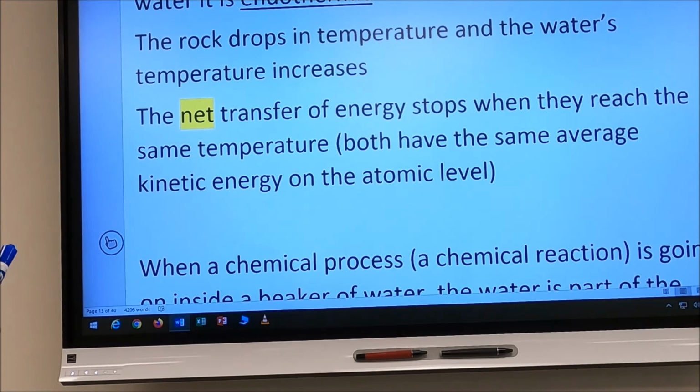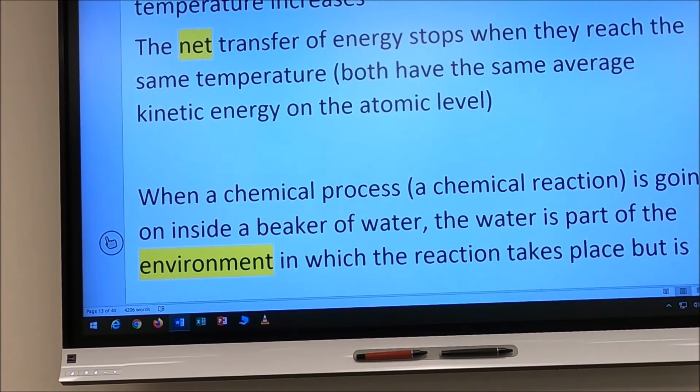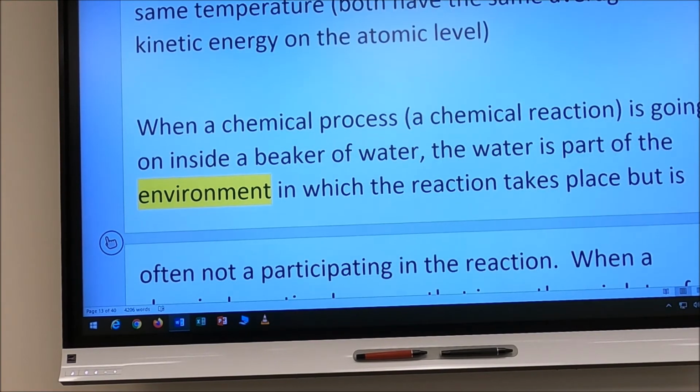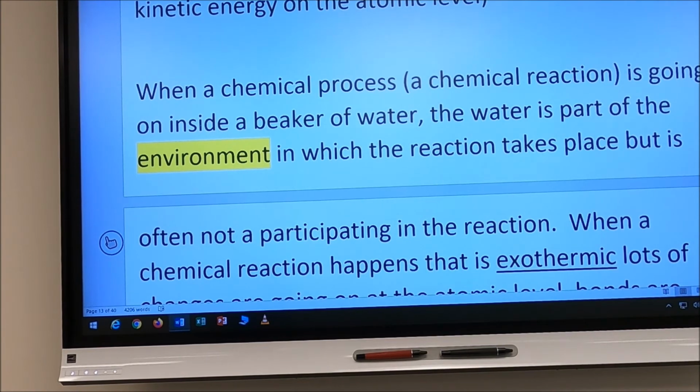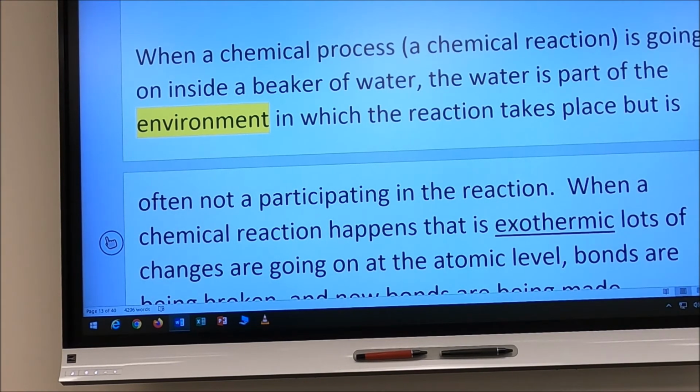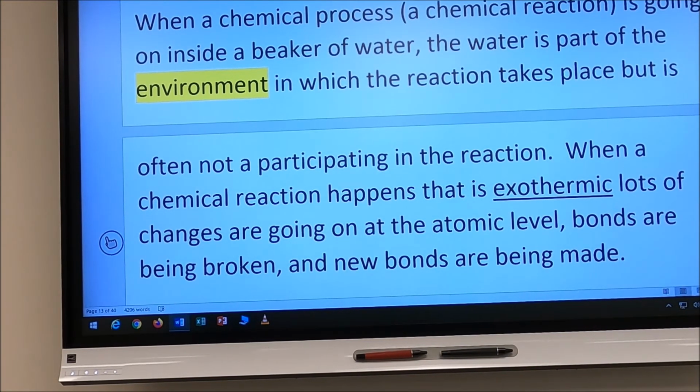Okay? When a chemical process, a chemical reaction, is going on inside a beaker of water, the water is part of the environment. It's not part of the reaction. And what we usually do in that situation is measure the temperature change for the water. Okay? So if I had a reaction going on and I had a thermometer stuck into the water that the reaction was happening in, and the temperature of the water goes up, that means that it gained energy from the reaction, which means that the chemical reaction is exothermic. Okay?